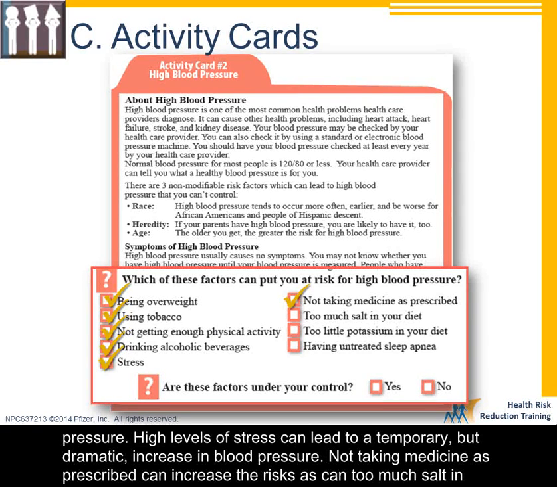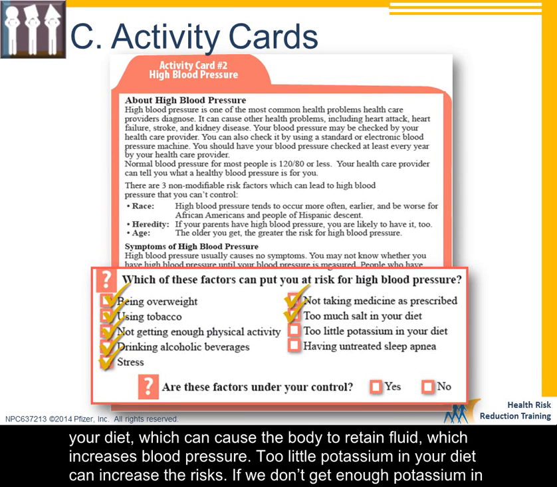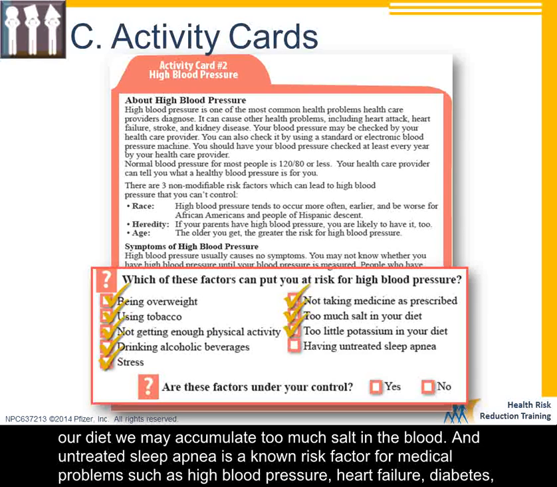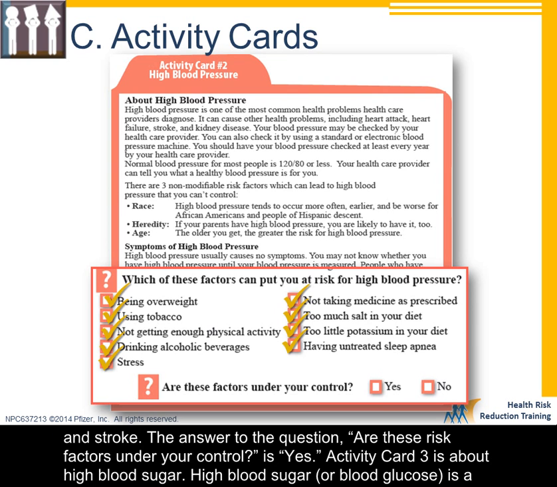Not taking medicine as prescribed can increase the risks, as can too much salt in your diet, which can cause the body to retain fluid, which increases blood pressure. Too little potassium in your diet can increase the risks. If we don't get enough potassium in our diet, we may accumulate too much salt in the blood, and untreated sleep apnea is a known risk factor for medical problems such as high blood pressure, heart failure, diabetes, and stroke. The answer to the question, "Are these risk factors under your control?" is yes.